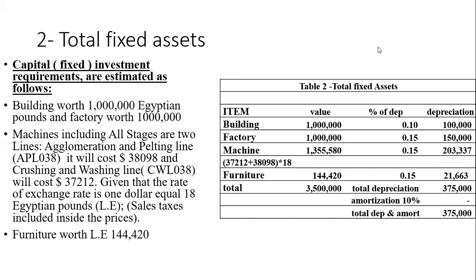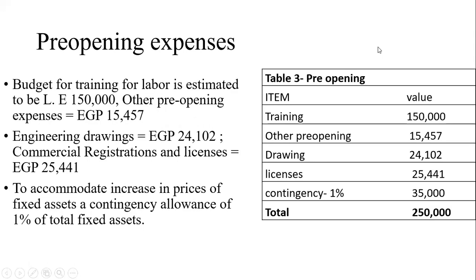After that, we go for the second step, which is the pre-opening expenses. What are the pre-opening expenses? The expenses that I will need when I'm trying to start my business. So how can I start my business? I need to look at this. What is the first item here? I have only 150,000, which represents training. So the training is 150,000.